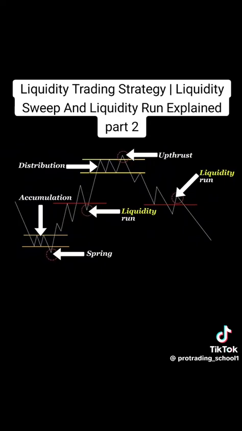So here's the simple but powerful takeaway. Liquidity sweeps appear during accumulation and distribution. They are institutional reversal patterns. Liquidity runs appear during uptrends and downtrends. They are institutional continuation patterns. Once you understand how Dow theory and Wyckoff phases drive these liquidity behaviors, you can anticipate whether the next move is likely to reverse or continue and trade with institutional confidence.